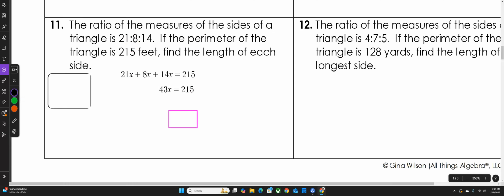Then we're going to divide both sides by 43, and we're going to find out that x is equal to 5. Again, it did not ask me for the value of x. It asked me for the length of the sides. So one side is going to be 21 times 5, and that is going to be equal to 105.